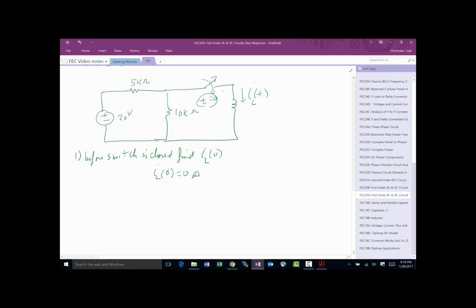It's a natural response. We say, okay, when you close the circuit, then you're going to have a source in the circuit. So since there is an independent source, after t larger than or equal to 0, which is when the switch is closed, you have a step response. Okay, so that's great. So I have a step response.